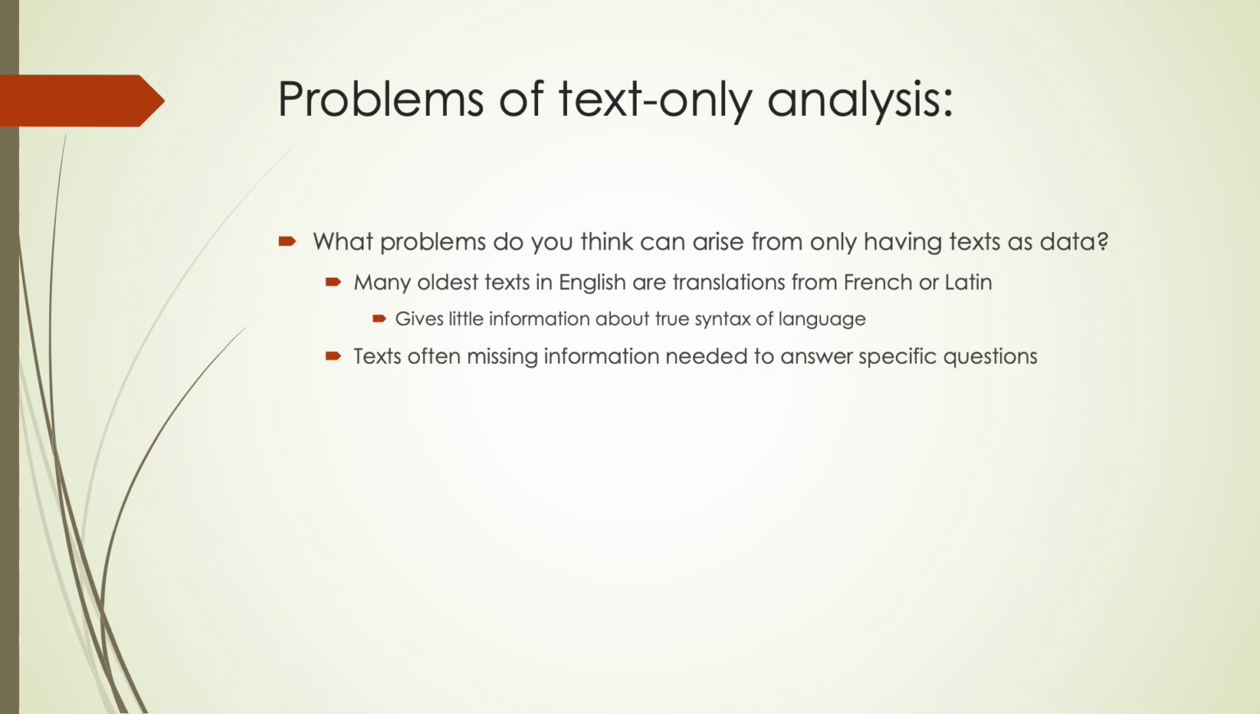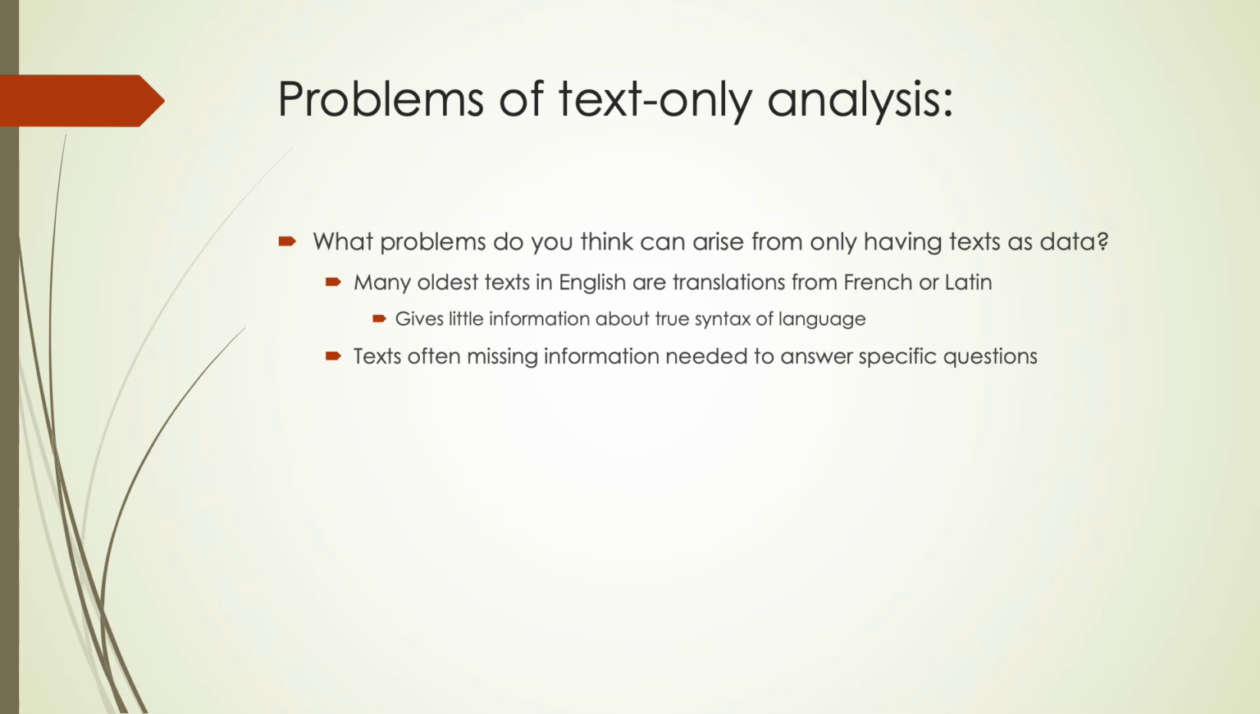Often texts might be missing information, so we can't necessarily answer specific questions on how a particular construction existed if we don't have examples of it. So there could be times that we just don't have examples of certain kinds of tense structures or certain kinds of words forming in certain ways. But that doesn't necessarily mean that it couldn't have been there.